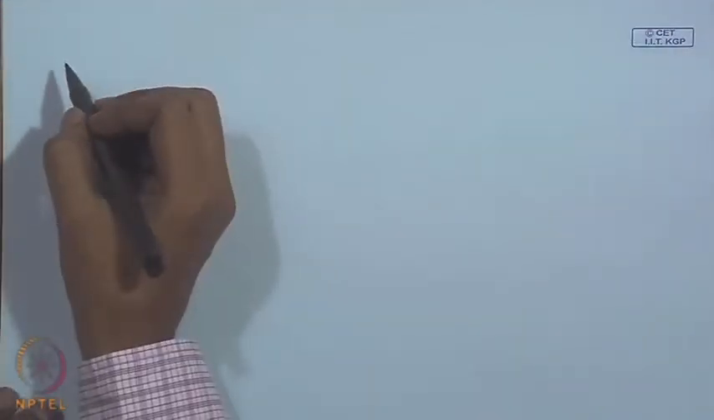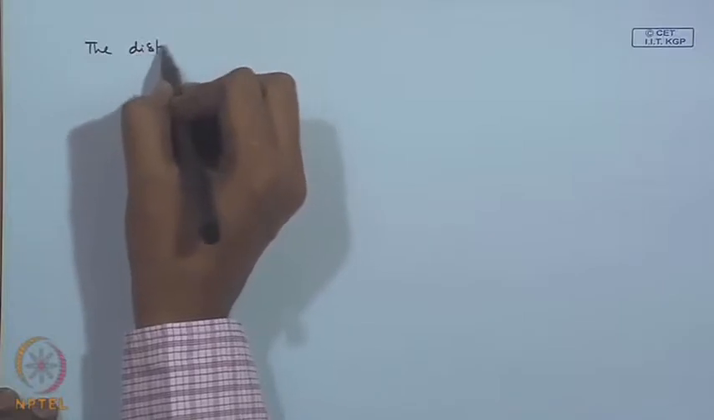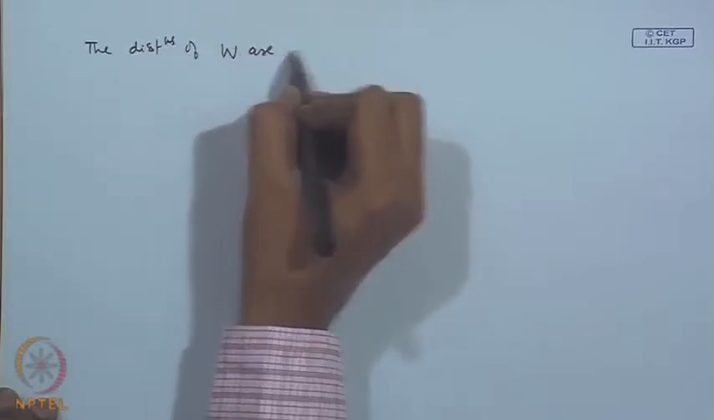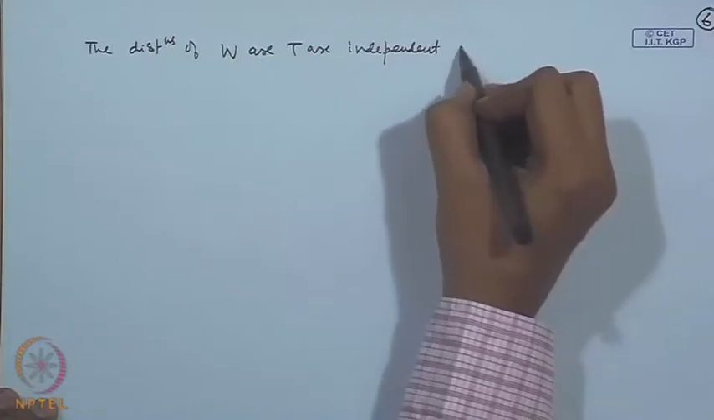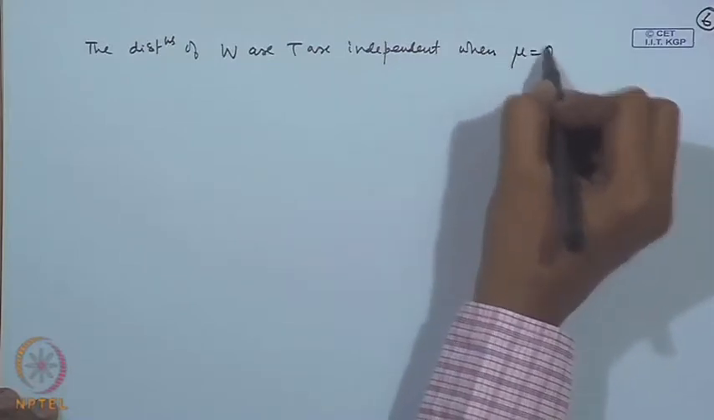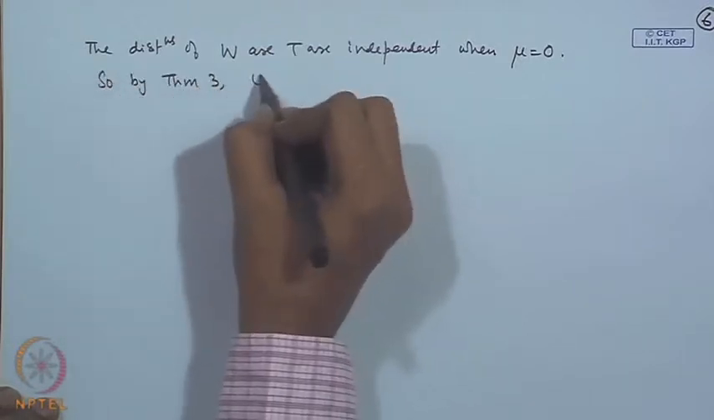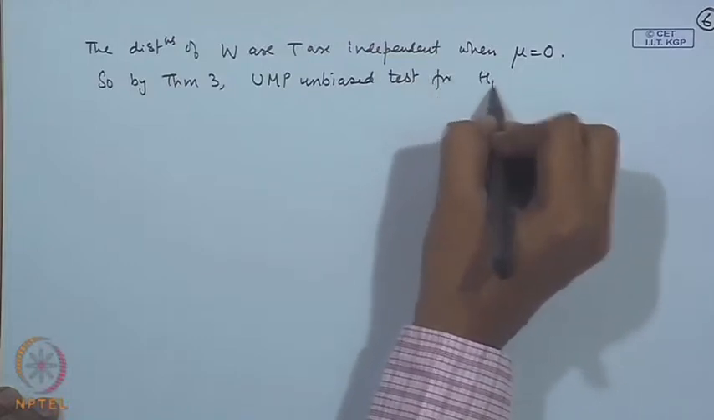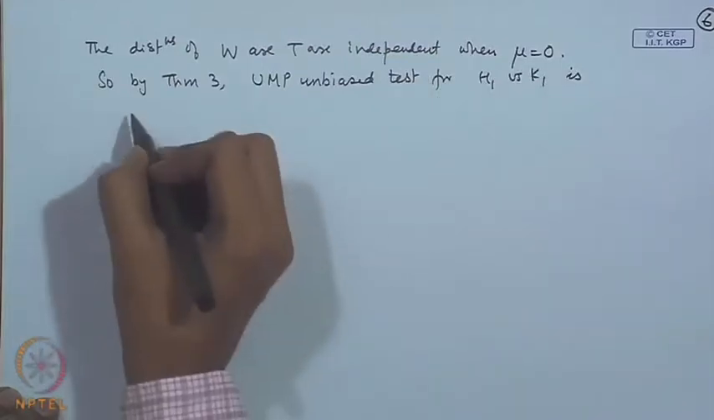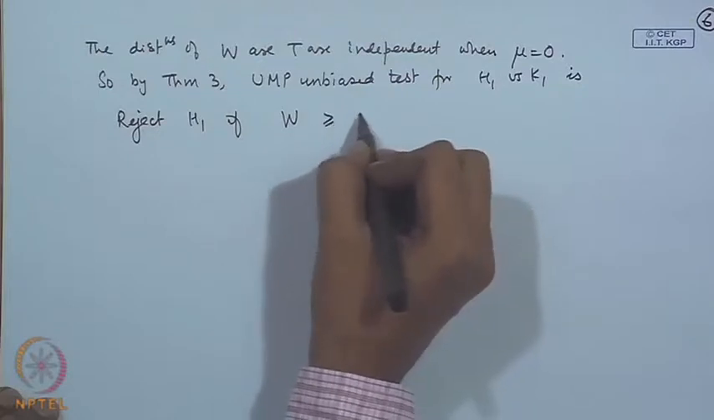So, let me just write it here. The distributions of W and T are independent when mu is equal to 0. So, by theorem 3, the UMP unbiased test for H1 versus K1 is: reject H1 if W is greater than or equal to c.